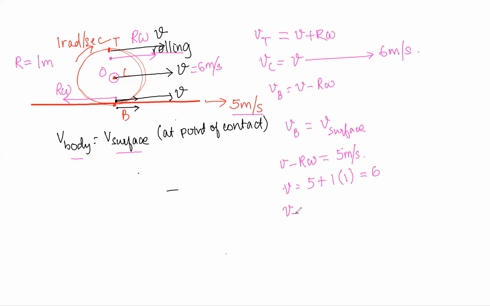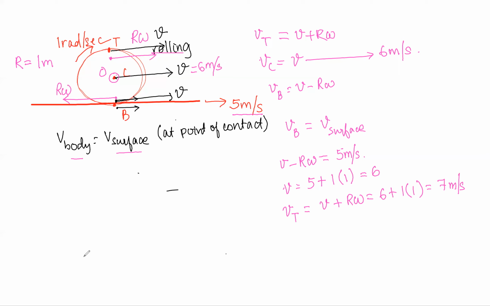What is the velocity of the top part? The velocity of the top part is equal to v plus r omega. That is equal to 6 plus 1 times 1, 7 meters per second. ठीक है, ये तुम्हारा टॉप पार्ट का वेलोसिटी है. What is the velocity of the bottom part? वो तो ऑलरेडी अपन निकाल चुके हैं, 5 meters per second. ठीक है, प्रॉब्लम समझ में आया? How did we solve it? 5, 6, 7 जैसे भी आ रहा है.